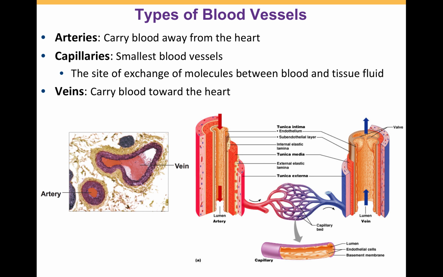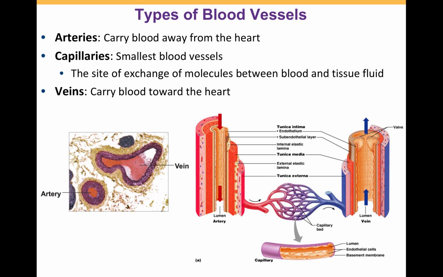Now, between arteries and veins, we have this category of blood vessels called the capillaries or capillary network. These are the smallest of the blood vessels, and they have a single layer of flattened cells that form the wall of these capillaries, and they are the site for the exchange of molecules between your blood and tissue.